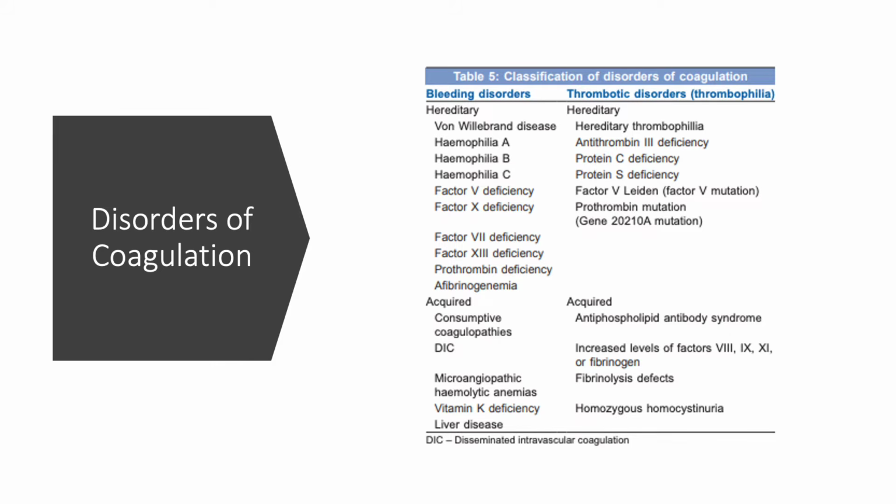Von Willebrand disease, hemophilia A, B, C, factor 5 deficiency, factor 10 deficiency, factor 7 deficiency, factor 13 deficiency. All these are bleeding disorders. On the other side, you have hereditary thrombophilia: antithrombin 3 deficiency, protein C deficiency, protein S deficiency. So in your practice, you will come across a few of them, particularly hemophilia A and protein S and protein C deficiency on either side of the classification.